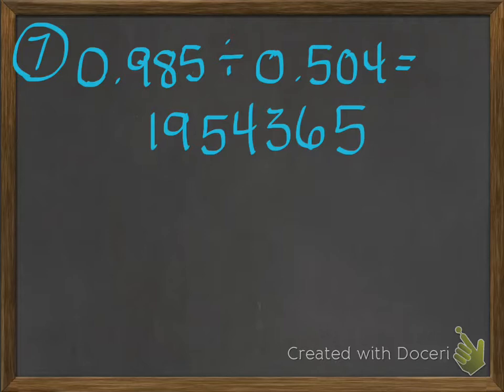Okay. Number 7, 0.985 divided by 0.504 equals, and you have this big long number. Let's see if you can figure out where that decimal point goes.